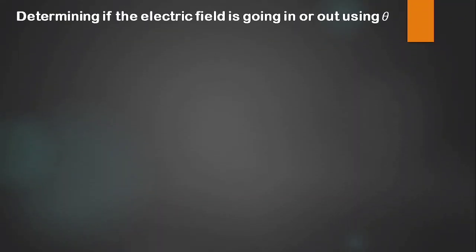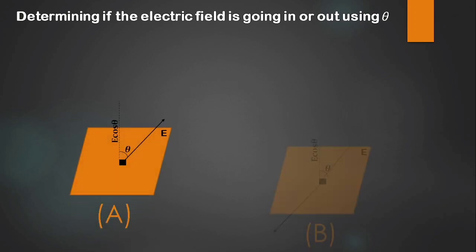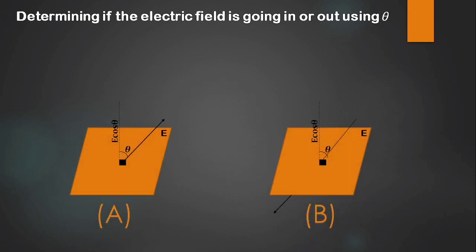Well, theta also is an indicator of whether phi is going in or out of the surface, because if the angle is less than 90 degrees, then its cosine is positive, so phi is positive. So it's going out as shown in figure A. And when the angle is more than 90 degrees, then its cosine is negative, so phi is negative, so it's going in as shown in figure B.